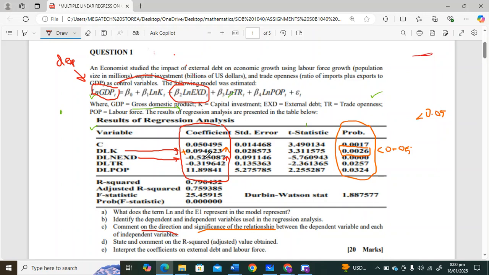So it seems external debt has a big influence here because, colleagues, if you check the p-value of external debt, it is 0.000000, way less than 0.05. So this is telling us that there is a strong relationship between external debt and GDP. And amongst all these variables, I would say the strongest is external debt because its p-value is the lowest.